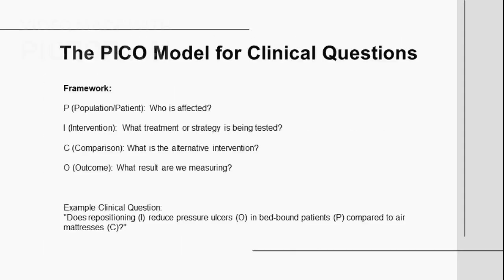The PICO model structures clinical questions effectively. P stands for population, I for intervention, C for comparison, and O for outcome. For example, a research question could be, does repositioning reduce pressure ulcers in bed-bound patients compared to air mattresses? This structured approach ensures clarity and precision in research.